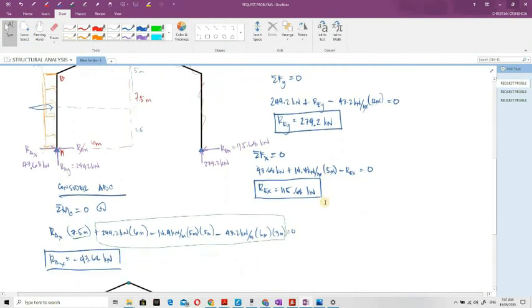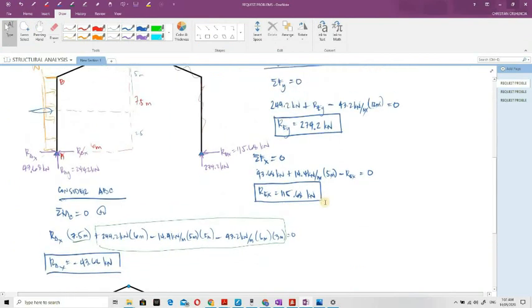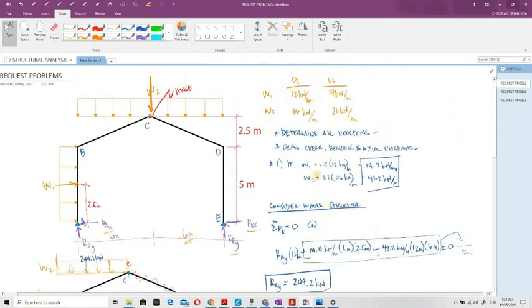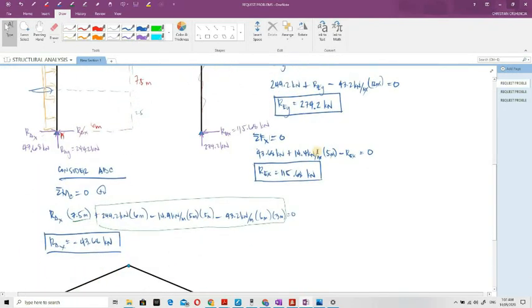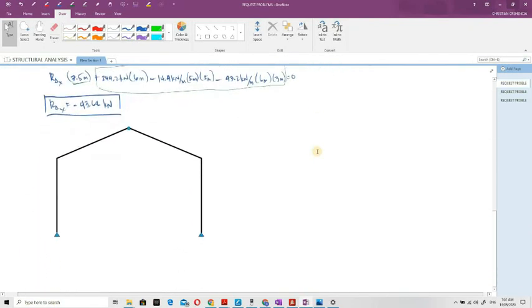Okay, then next, para naman doon sa next requirement sa atin is draw shear, bending, and axial diagrams. Unahin na natin yung axial forces. Okay. So, we will solve this member by member. So, i-divide natin siya by member, para mas madali.